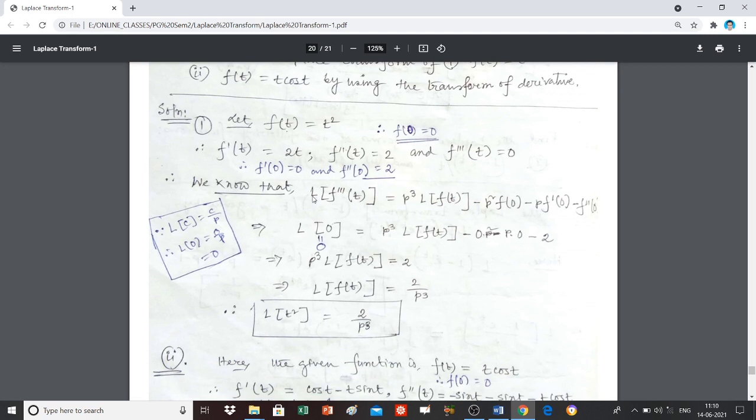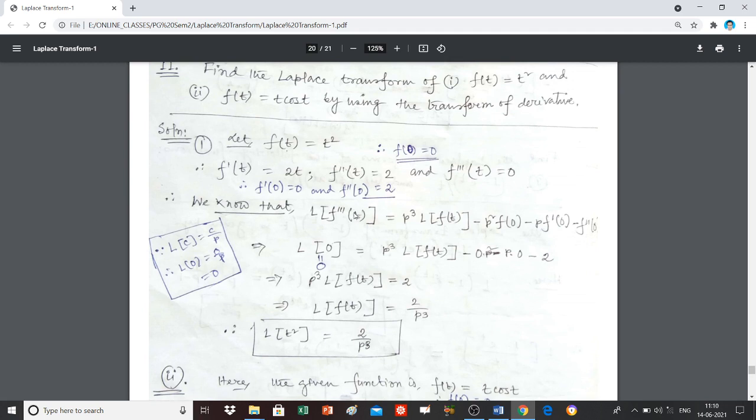After that, you also know from the Laplace transform of derivatives of a function that L of f triple prime t is equal to p cube L of f(t) minus p square f(0) minus p f prime 0 minus f double prime 0. You know this relation, or you have already calculated this. Just recall it from the previous class, where it is computed.